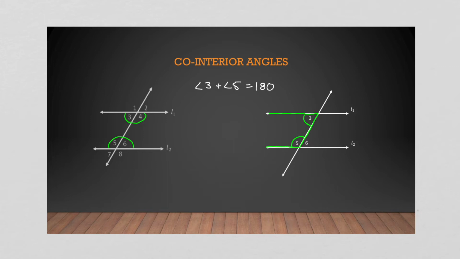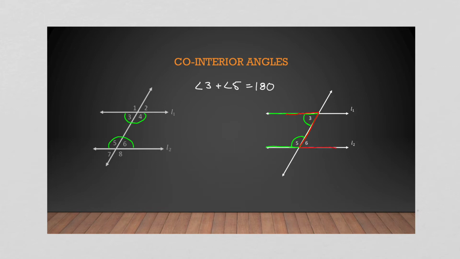So what we're going to do here is use some of our rules and some of our logic from earlier questions. So what do we know? Well, we know that angle 3 and angle 6 form the Z rule.